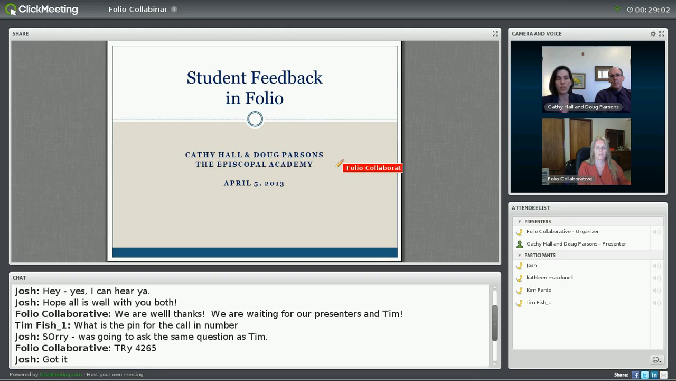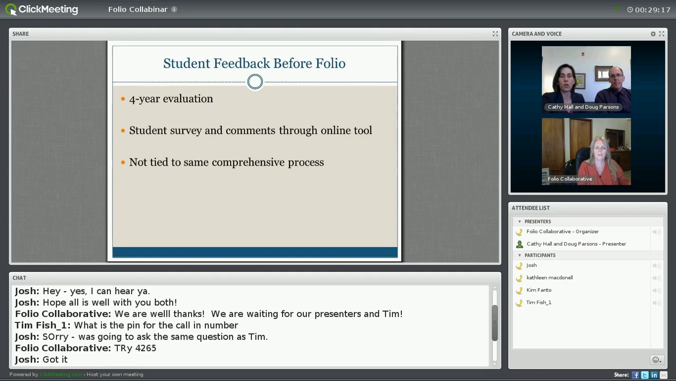We're going to share some of the ways that we're set up, some of the things we put in place to make student feedback as effective as it could be, and some of the changes we've made along the way. We're going to start off talking about what we had in place before Folio. Something a little different about Episcopal is we did have student feedback in place as part of our previous evaluation system.